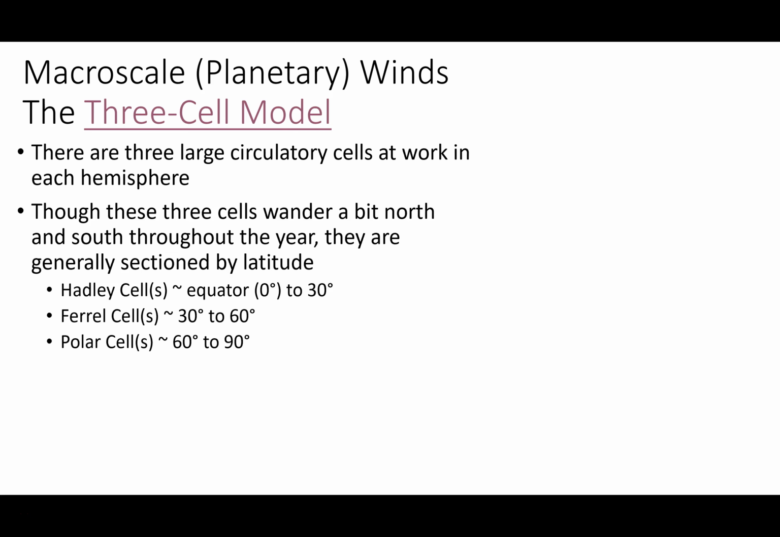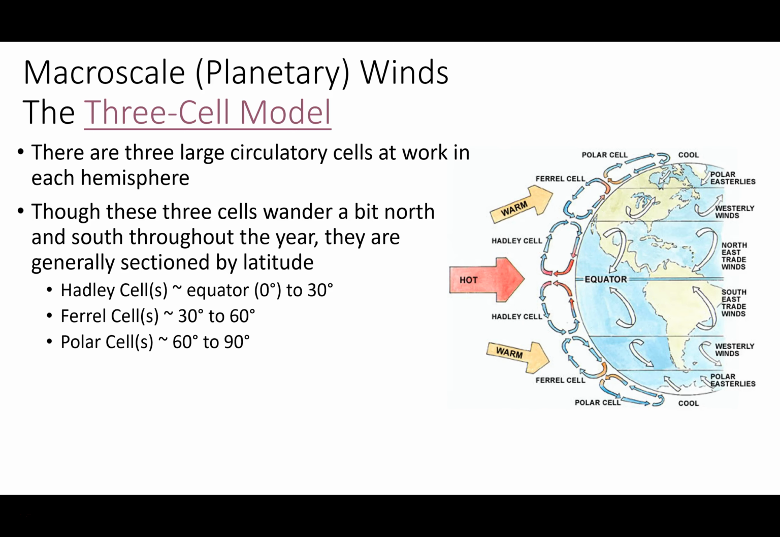And do you see where I say there's really 6, because actually we have a Hadley here, and we have a Ferrel here, and we have a polar here. So anyway, there's really 6. So how does that work?